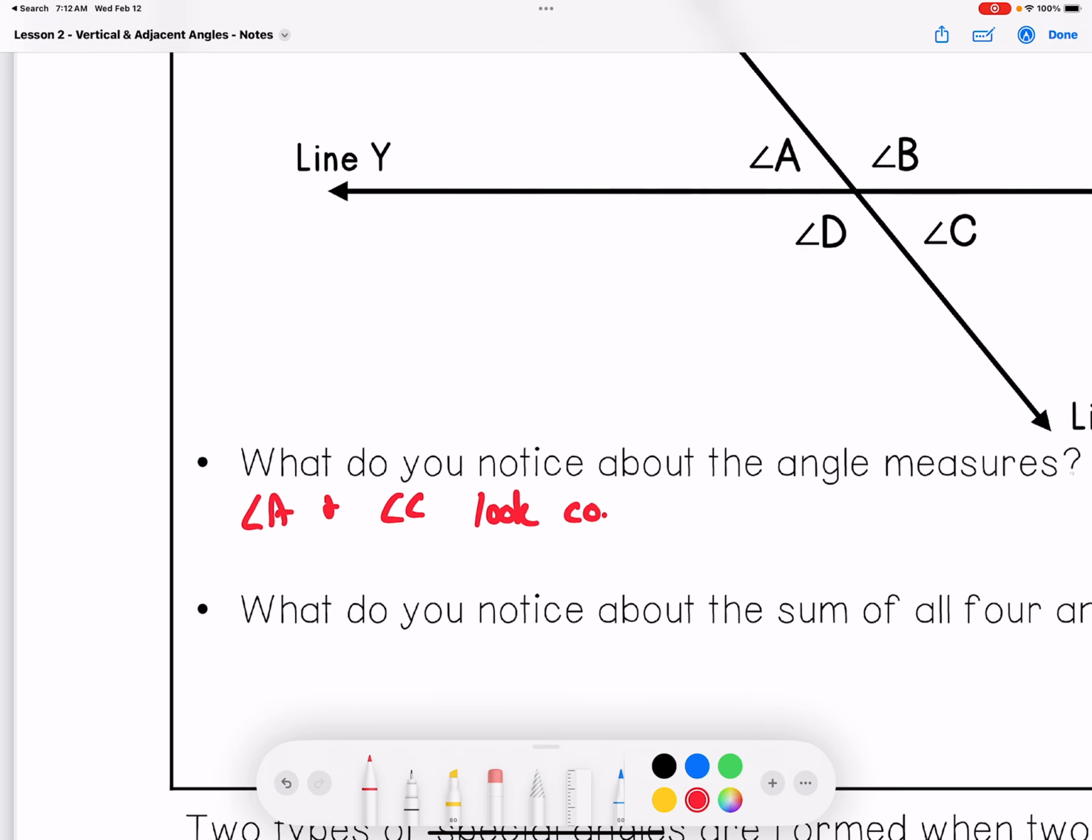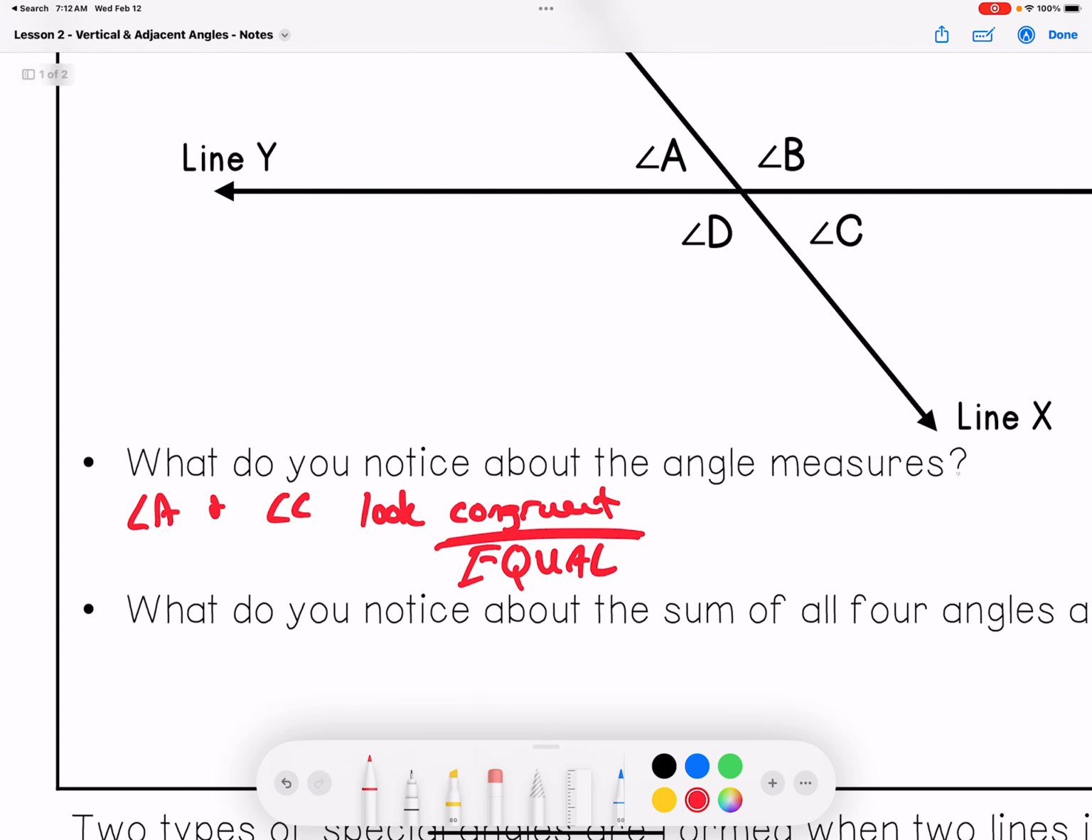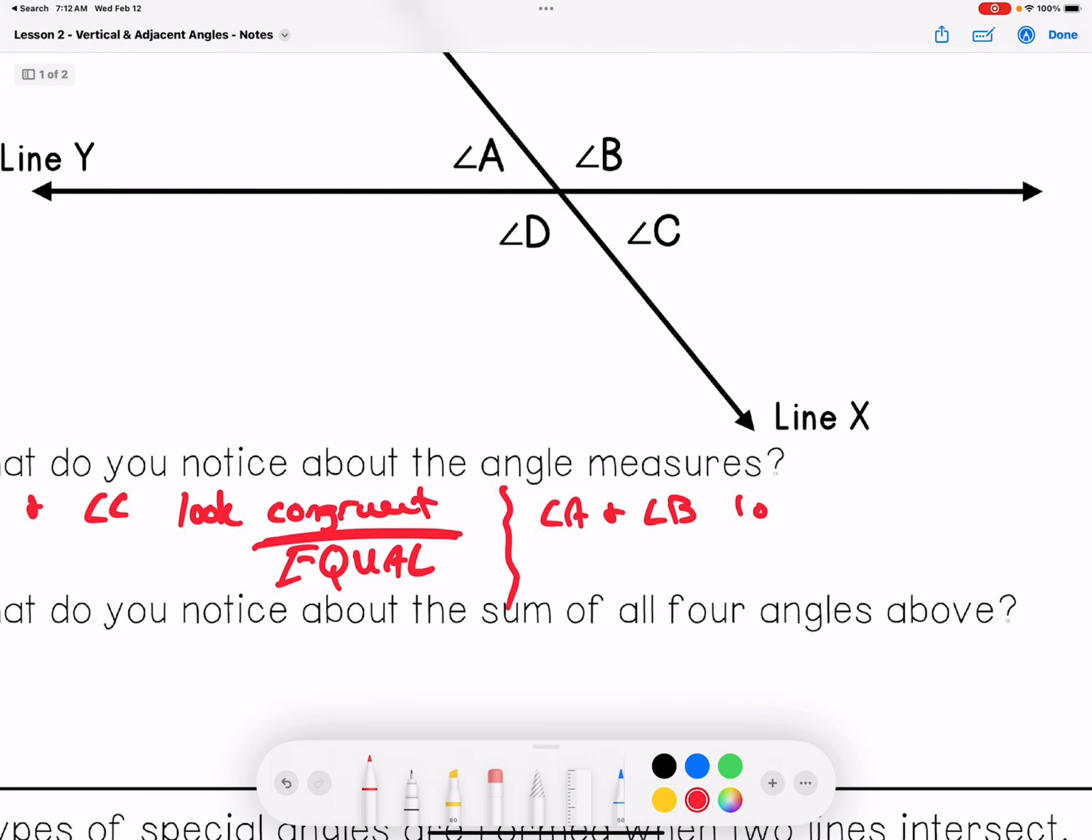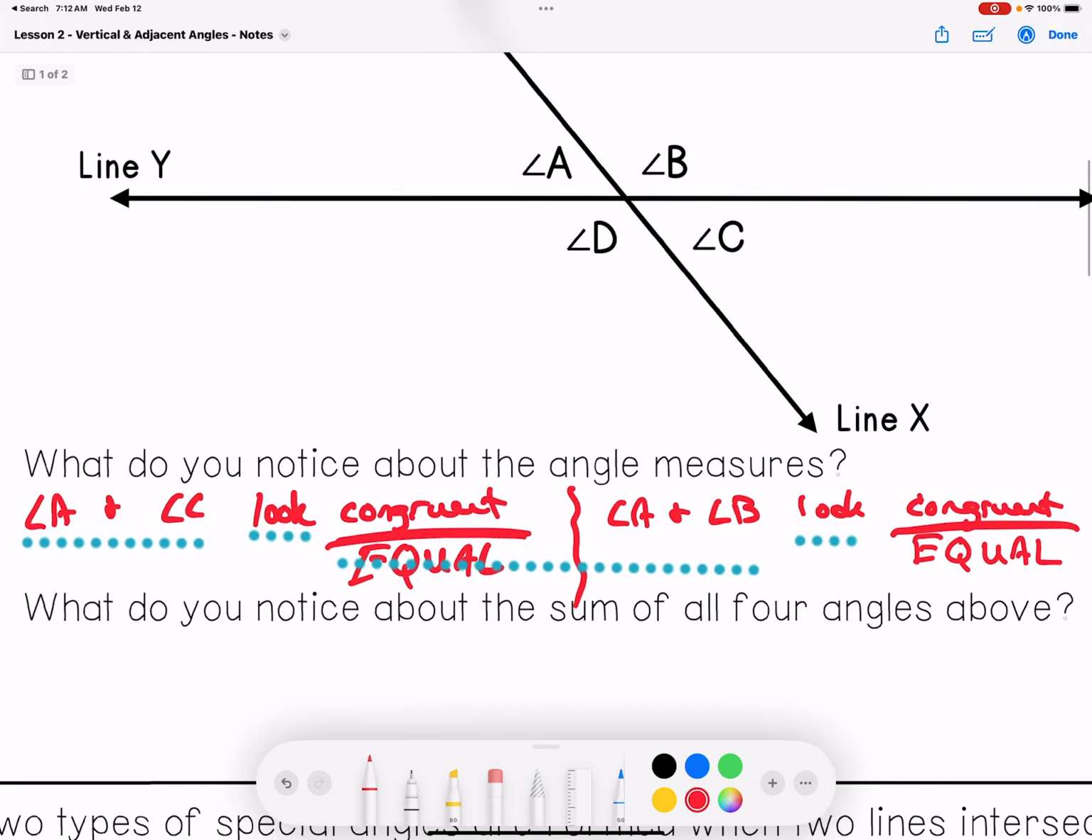I'm telling you they are congruent, but for now we could put they look congruent, which also means equal. If you don't know what congruent means, it means equal. Also, A and B look congruent, which is also equal. Okay?